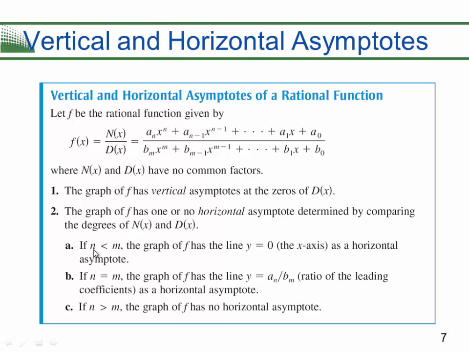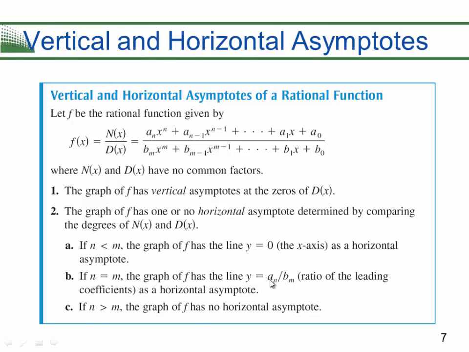If the exponent's higher in the bottom than the top, then y equals 0 is the horizontal asymptote. If the exponent's the same, then the horizontal asymptote is the ratio of the leading coefficients. And if the exponent's higher in the top than the bottom, then the graph has no horizontal asymptote.